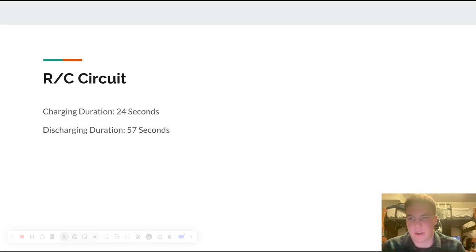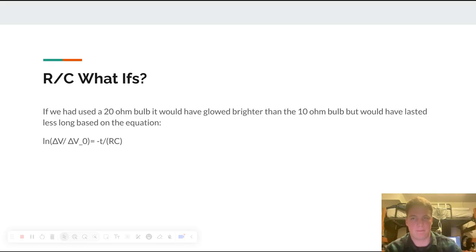And then we made our RC circuit, where we charge a capacitor and use that to light a light bulb. So we measured the charging duration to be 24 seconds and the discharging duration to be 57 seconds. The real problem with that was we had no equipment to measure the luminosity of it, so we were just eyeballing it. So those numbers are fairly inaccurate, and we don't have a plot of luminosity versus time, because we didn't do it online, which complicated it a little bit. We can't really give you a graph of it. So that's an unfortunate little thing there.